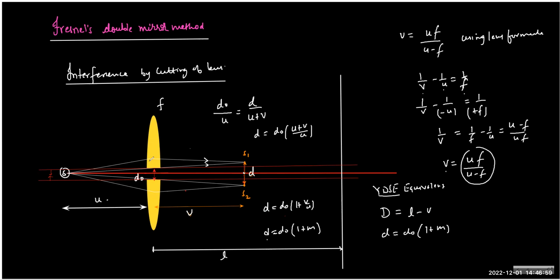Okay, sir. So by cutting, we make sure that we create two virtual sources which will act as the two coherent sources. And using these two coherent sources, we can obtain the YDSE. So this is how we proceed basically. Yeah. So virtual sources. Are they physical sources? Yes or no? No.